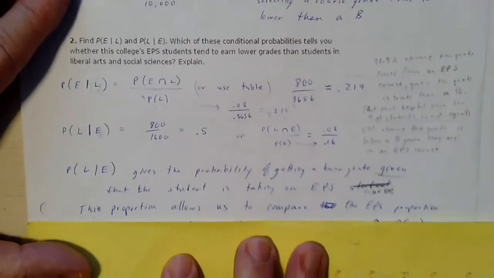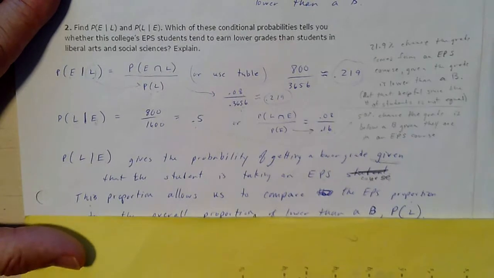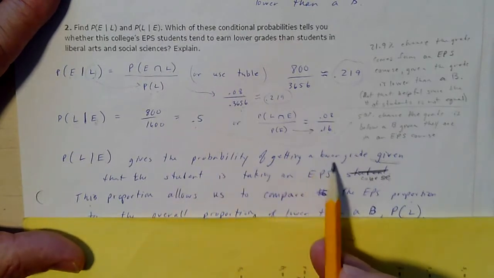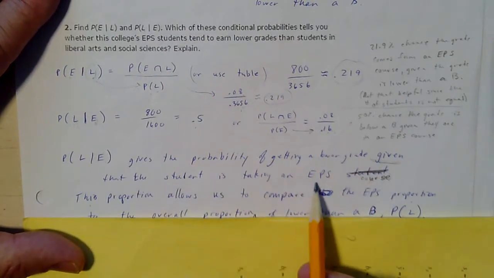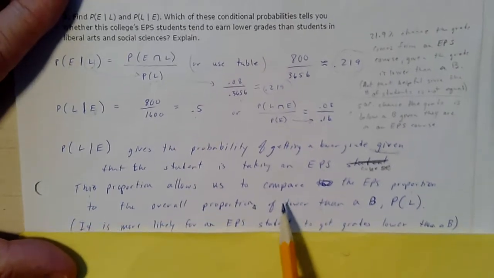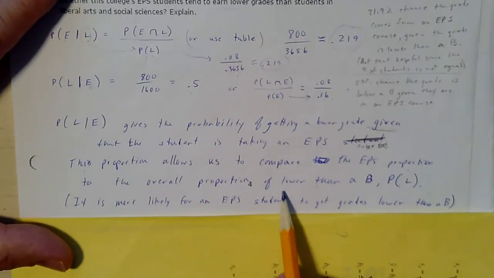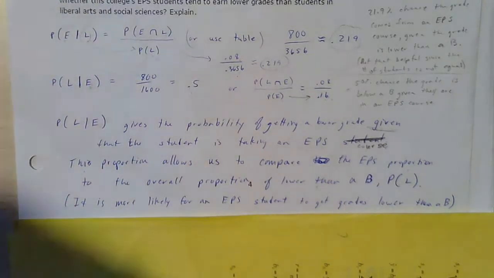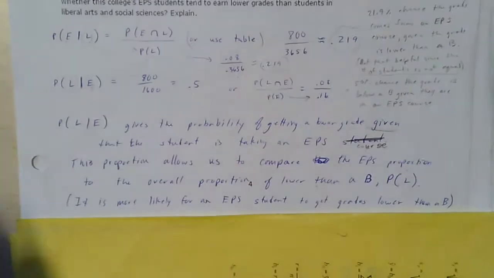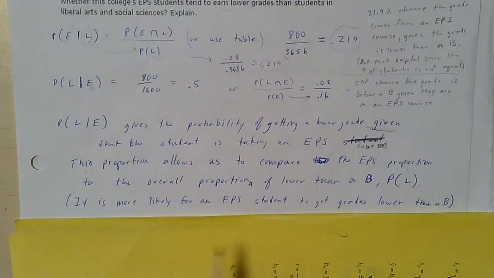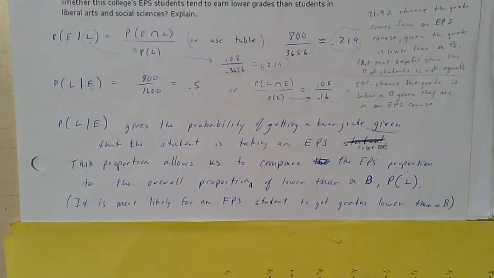So here's my explanation in my own words. This gives the probability of getting a lower grade given that the student is taking an EPS. It allows us to compare the EPS proportions to the overall proportion of lower than a B, or by the other subjects as I was talking about. Okay. All right, so you can pause and read that explanation. All right, so I'll give you a little follow-up problems with the conditional probability. That's it for today. Take care.